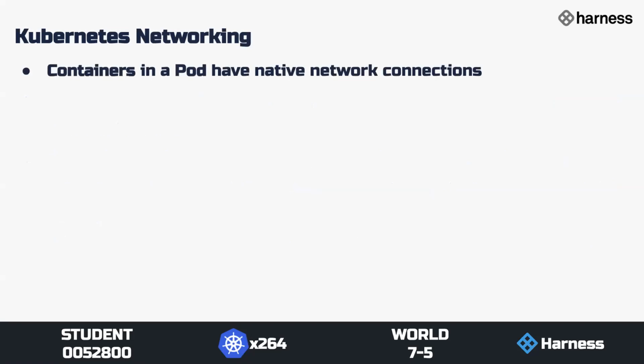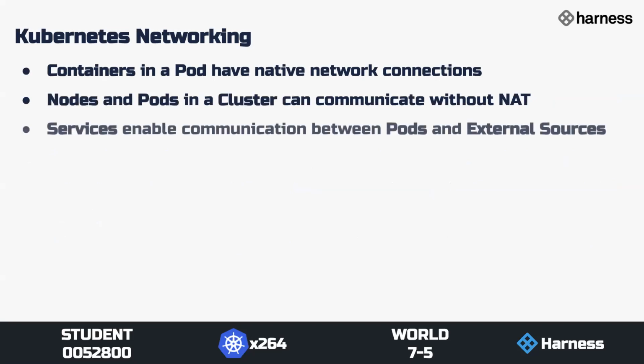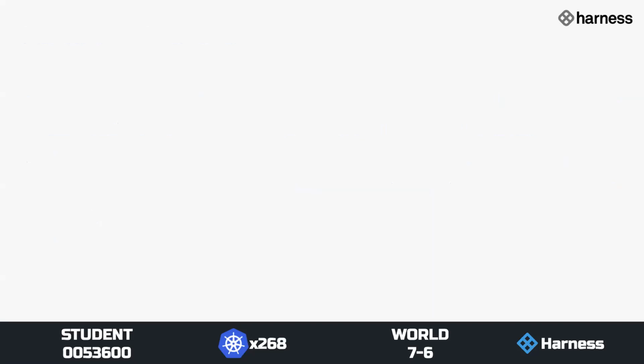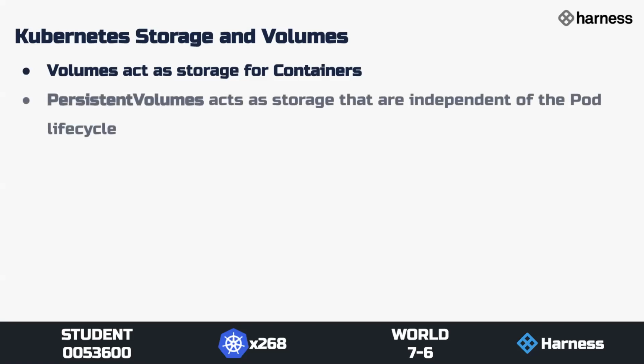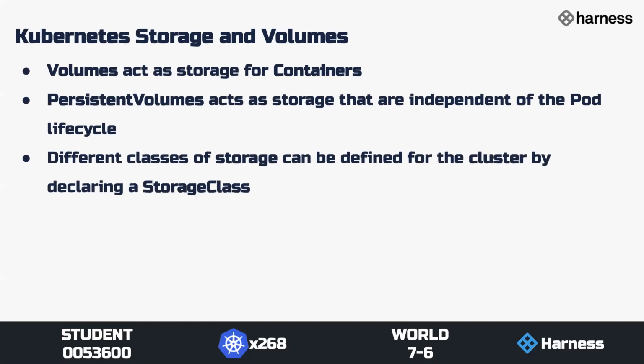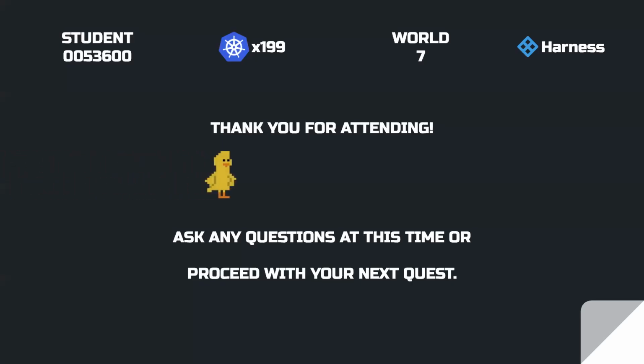Kubernetes networking, all the containers in a pod, they just can talk to each other whenever they want to. Nodes and pods in a cluster can communicate without a special application or appliance inside of them. Services enable communication from external pieces to your pods and vice versa. Storage and volumes. So volumes, they act as storage for containers. That's basically what they do. Persistent volumes, they are independent of the pod lifecycle. You can have different classes of storage defined by your administrator, called a storage class. Pretty simple. Config maps and secrets. This is how you decouple key value pairs from your actual containers and pods. And that's essentially everything.